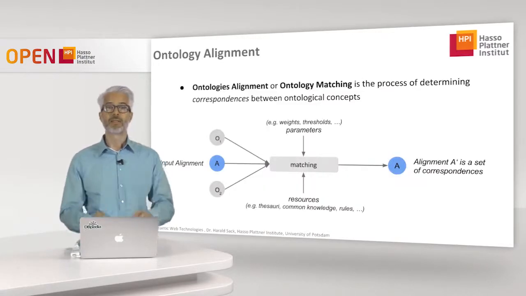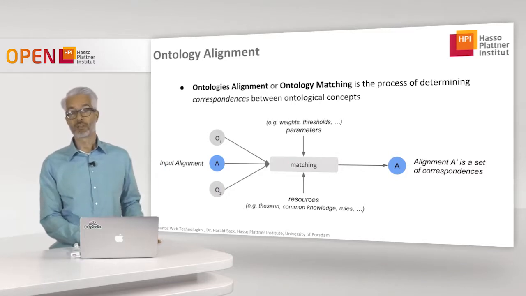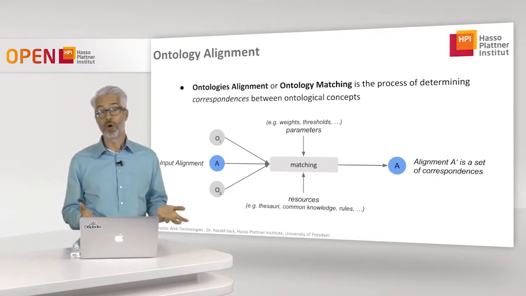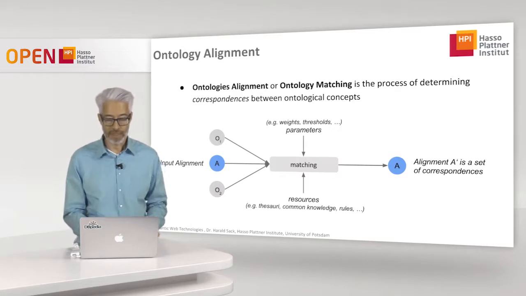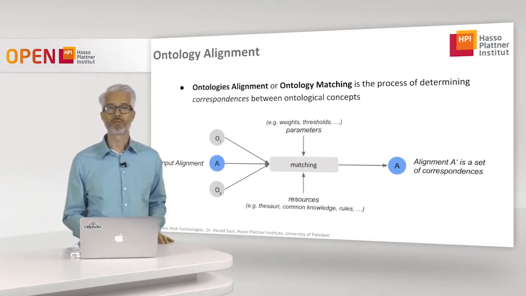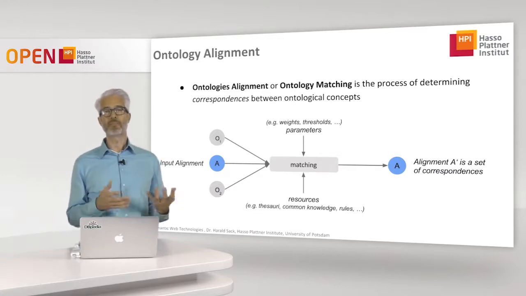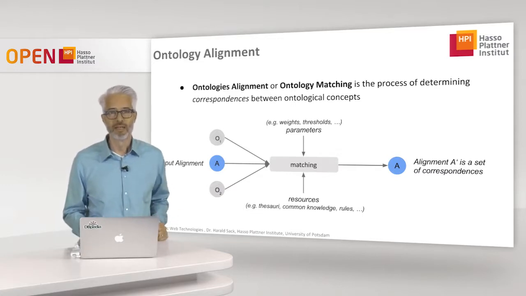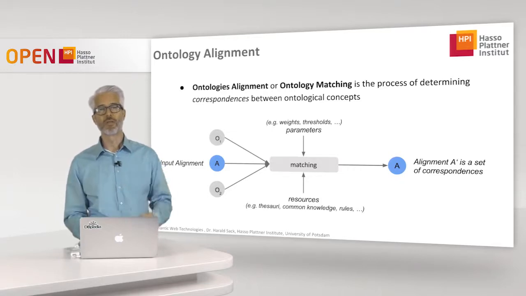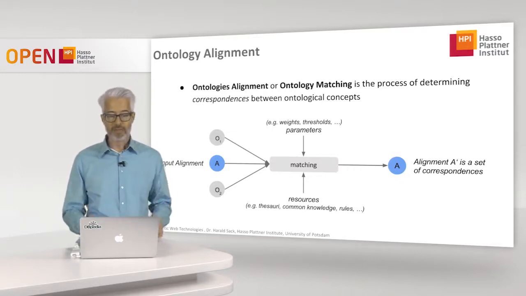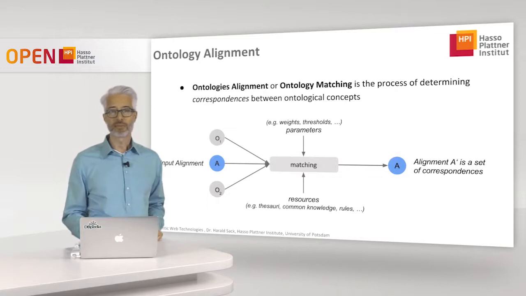Okay. So let's talk about ontology alignment. Of course, we have to somehow formalize the alignment process. Alignment also is referred to as ontology matching, and it's usually the process of determining or creating a mapping, or so-called correspondences, between ontological concepts. And it follows a simple process. You can formalize it in the following way.